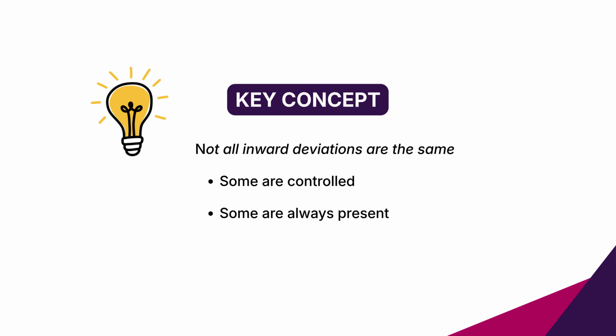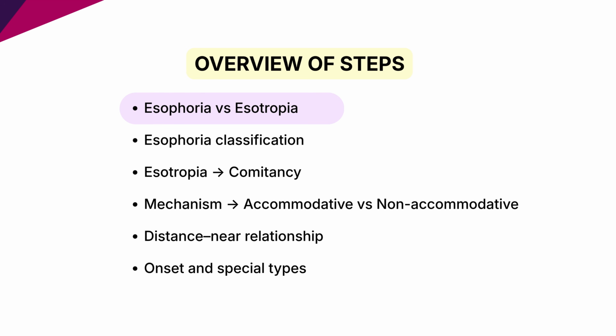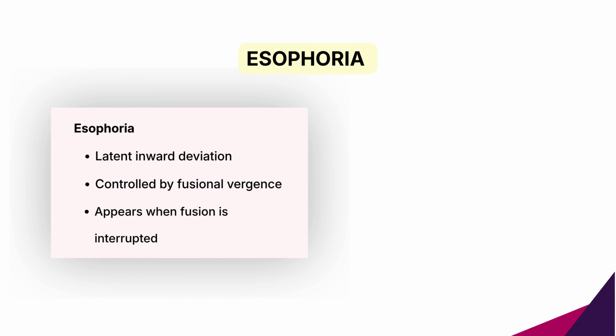Before we classify esotropia, one distinction needs to be clear. Not every inward deviation is the same. Some deviations are controlled and appear only when the fusion is disrupted. Others are present even during binocular viewing. These are termed esophoria and esotropia. Esophoria basically is a latent inward deviation. It is controlled by the fusional vergence and becomes apparent when the binocular fusion is interrupted.